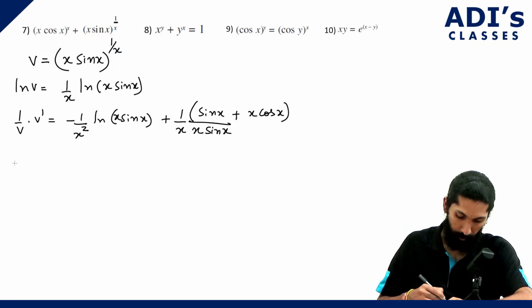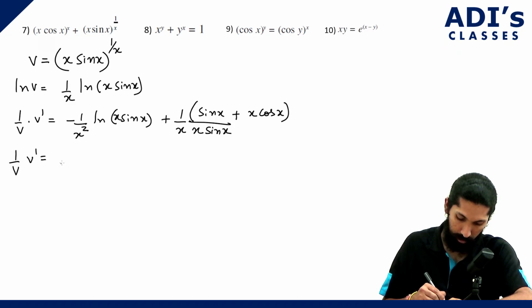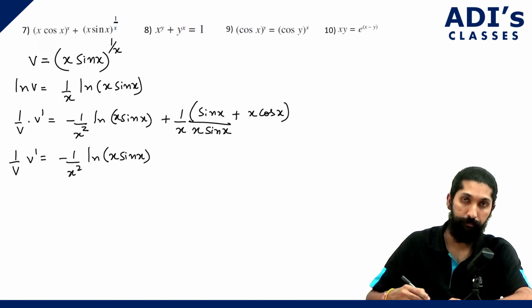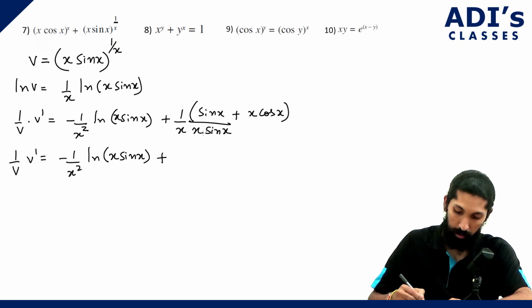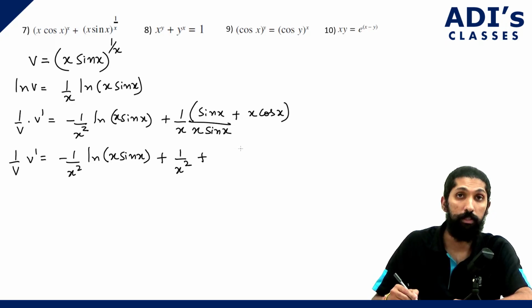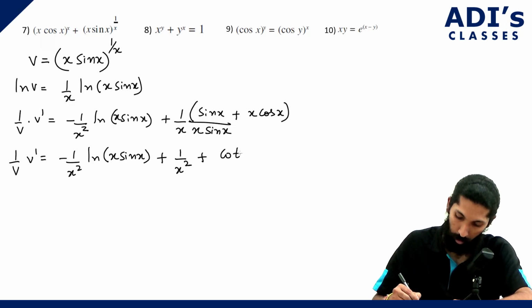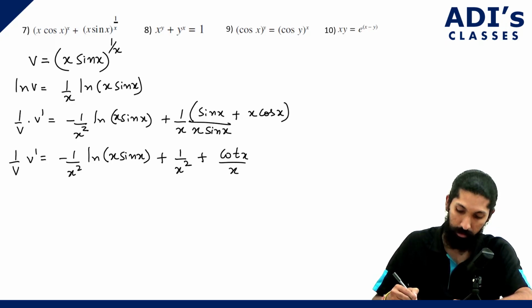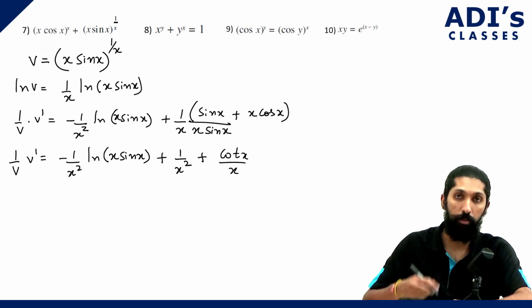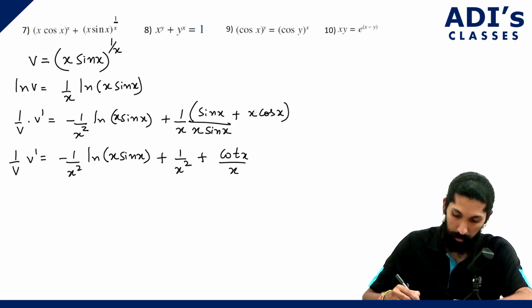So 1 by v into v dash is minus 1 by x square log of x sin x, correct? Plus, if you individually divide, you'll get 1 by x square because sin x cancels. Plus, cosine over sine is cot, so you get cot x divided by x. To make it easier for you, the 1 by x and 1 by x cancel. So that's how you are going to get this one.